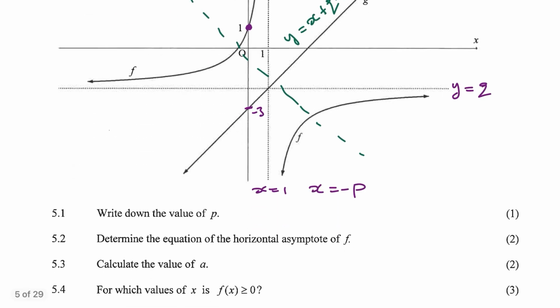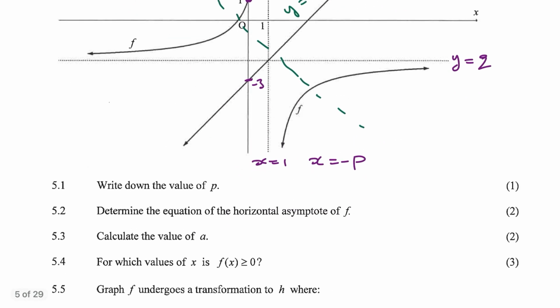So let's go to 5.1. 5.1 says write down the value of p. This is easy, right? Because now we already know that x is equal to 1 and x is equal to minus p. So if x is equal to 1 and x is equal to minus p, therefore minus p is equal to 1. So therefore p is equal to negative 1. Does it make sense? So let's go to 5.2.